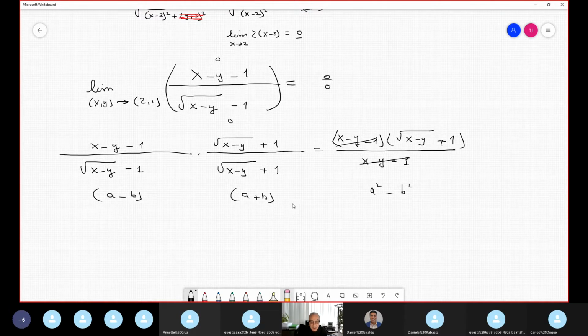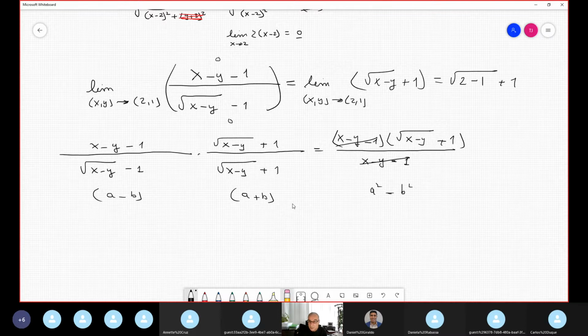So my limit looks like that now. It's the limit when x, y approaches 2, 1 of this expression, because this is square root x minus y plus 1. I'm plugging in. This is square root 2 minus 1 plus 1. 2 minus 1 is 1, 1 plus 1 is 2. That's the final answer. This is okay.